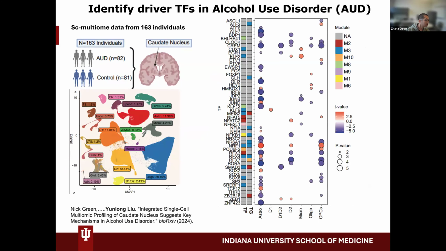And here is a study of alcohol use disorder. We have 163 individuals: 82 with alcoholism and 81 healthy. We inferred their networks, and we tested and found many factors are differentially active. Among them, those marked ones are validated by drinking-based GWAS studies. They may be potential drivers of alcoholism.